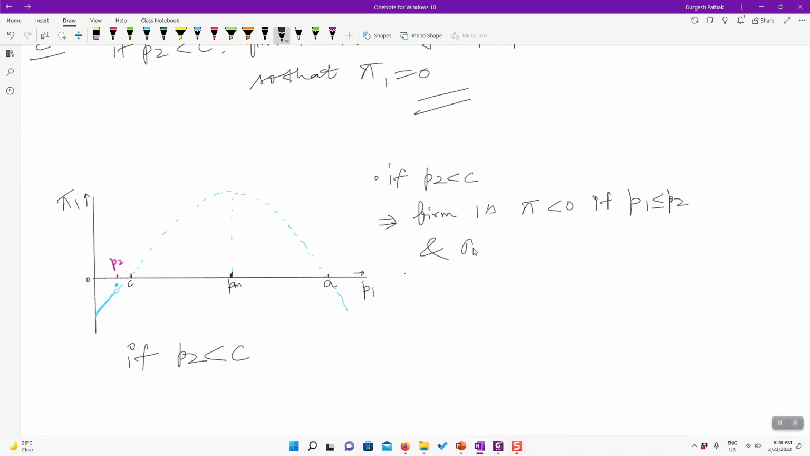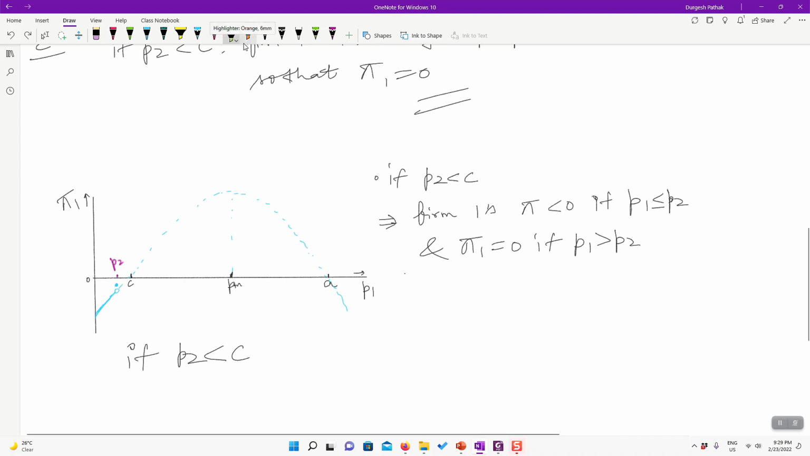And the profit of Firm 1 will be 0 if the price of Firm 1 is greater than the price of Firm 2. It means if you are anywhere to the right of P2, you are safe. Why are you safe? Because nobody will buy from you and you will not earn any negative profit. You will just stay with 0 profit.